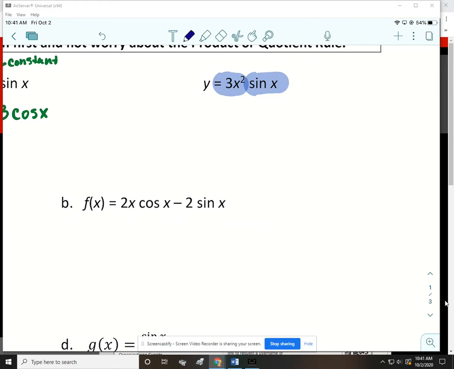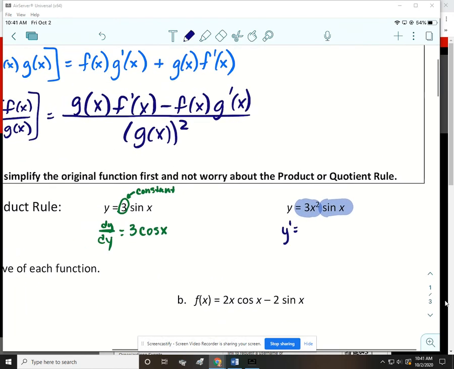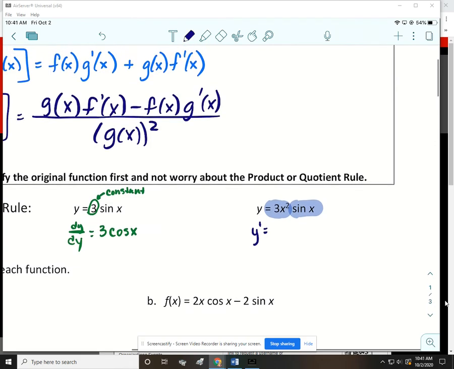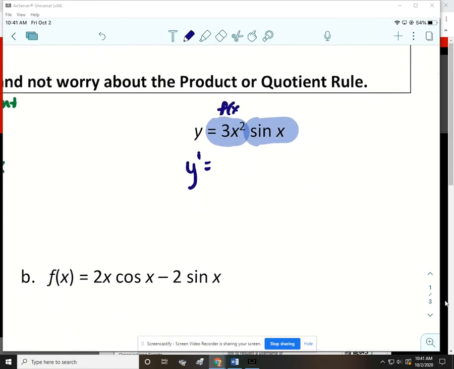So I'll just call it y prime this time. All right, so on that product rule, remember that the first part, you leave the first function alone. So we'll say this is f of x and this is g of x. So we're going to leave f of x alone. And then we're going to multiply it by the derivative of g of x. And the derivative of sine of x is cosine of x.